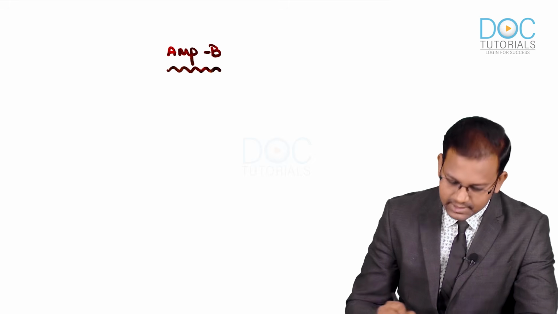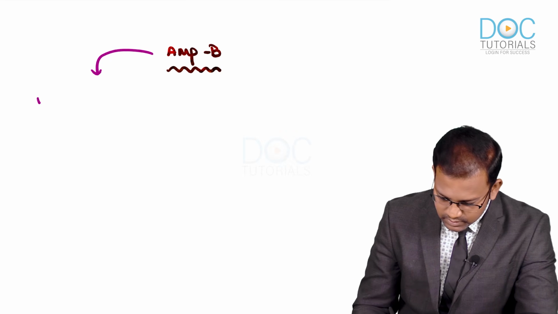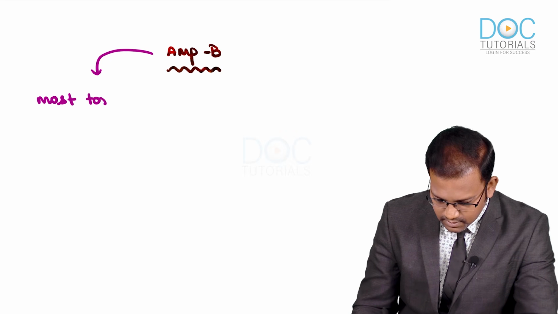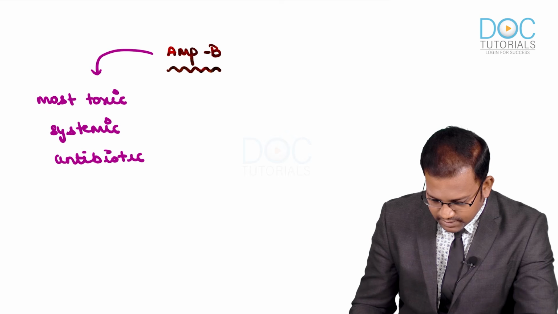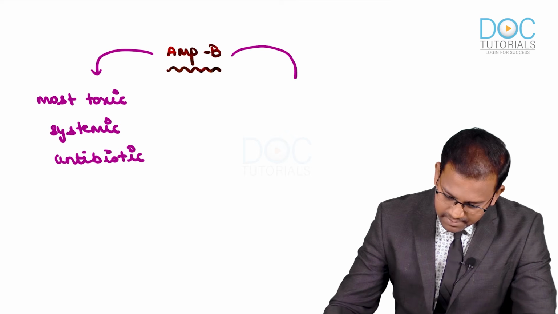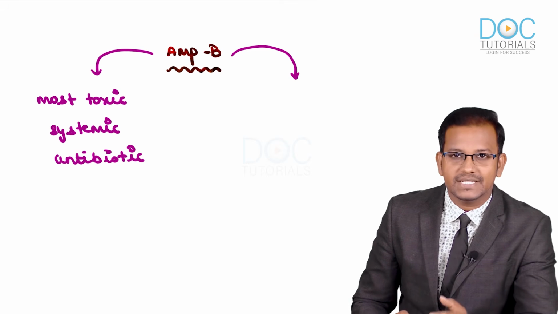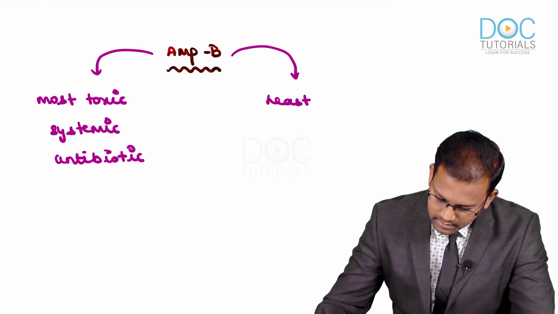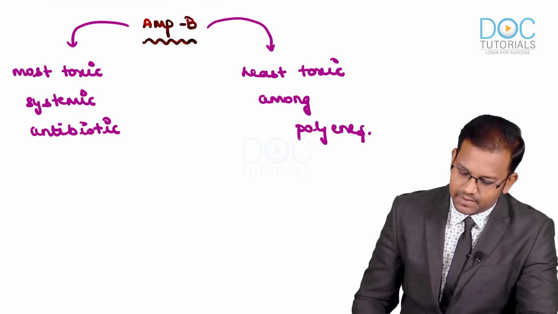We are going to talk about amphotericin B. Please note that amphotericin B is one of the most toxic systemically used antibiotics. It comes under the classification of polyenes, and among polyenes, amphotericin B is the least toxic. This is an important one, guys.